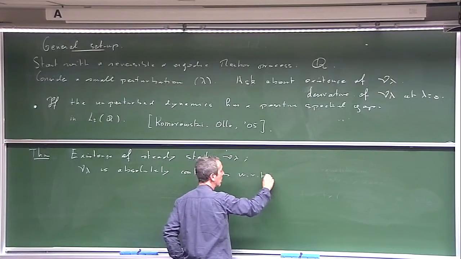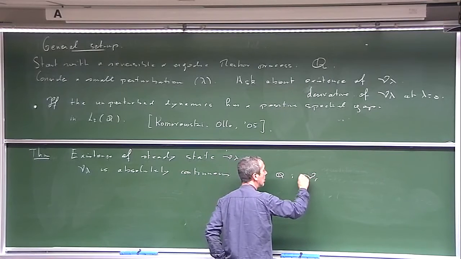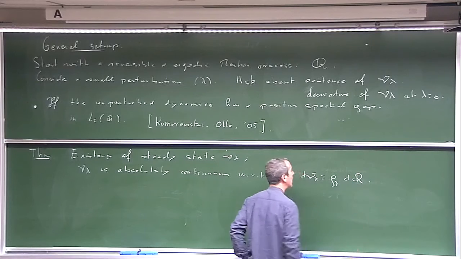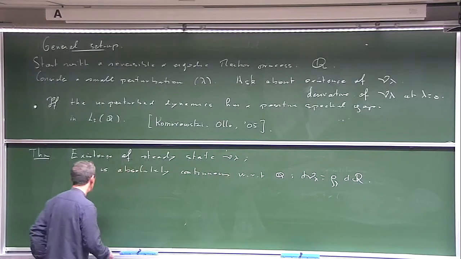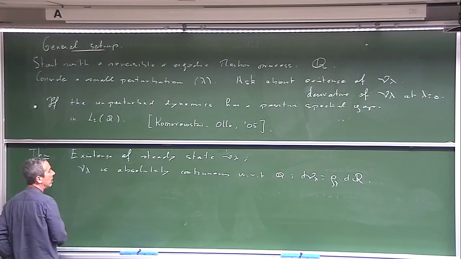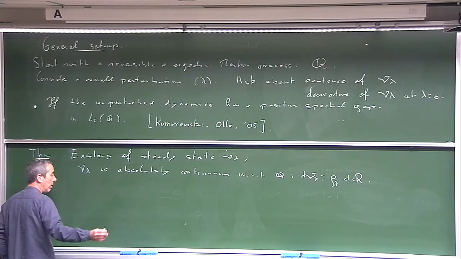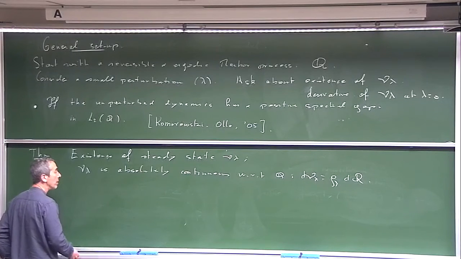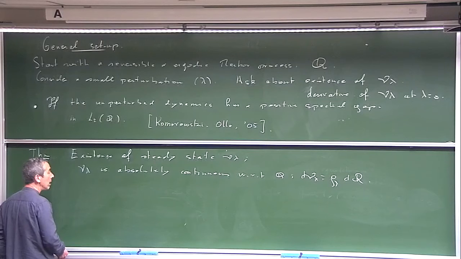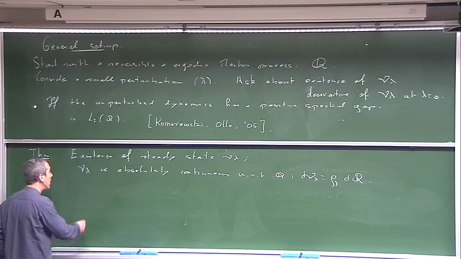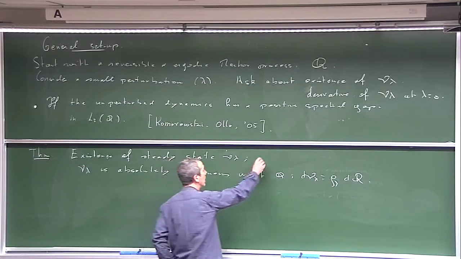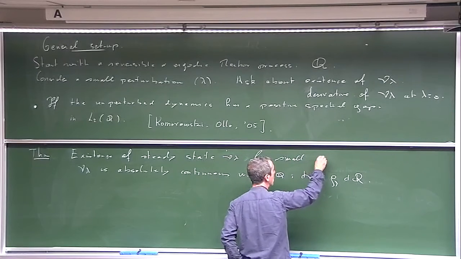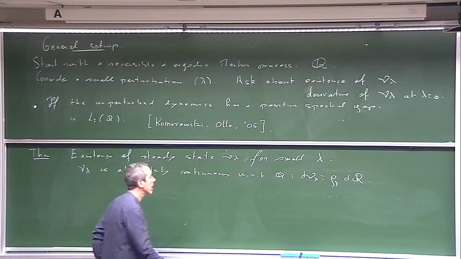With respect to Q, so d nu lambda is some density, rho lambda, dQ. And rho lambda is in L2, but furthermore, you can expand rho lambda as an infinite series, as a power series in lambda, which will be convergent in L2, provided that lambda is small enough. So I should have written it here. You have the existence for small enough lambda.